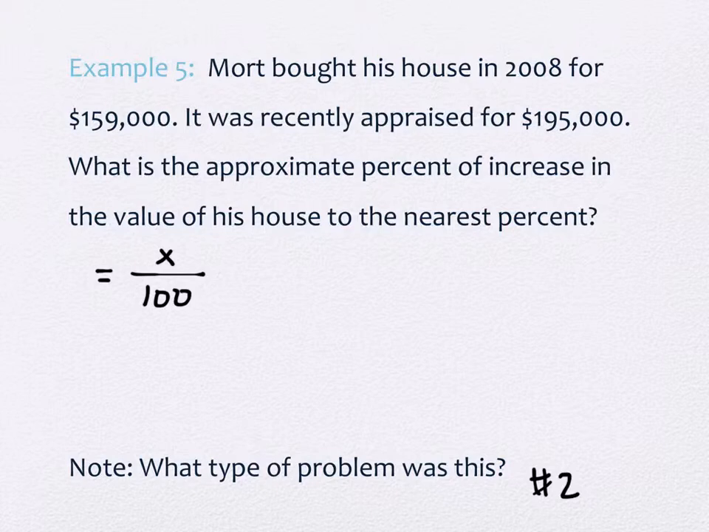The 159 goes on the bottom. Okay, the 159 goes on the bottom. Why? Because it's the original, so it's the 100 because our percent's going to be over. Right. So the $159,000 is the original price of this particular house that Mort bought. So you're exactly right, Amy. That goes on bottom. Now we have 2 options for what goes on top.